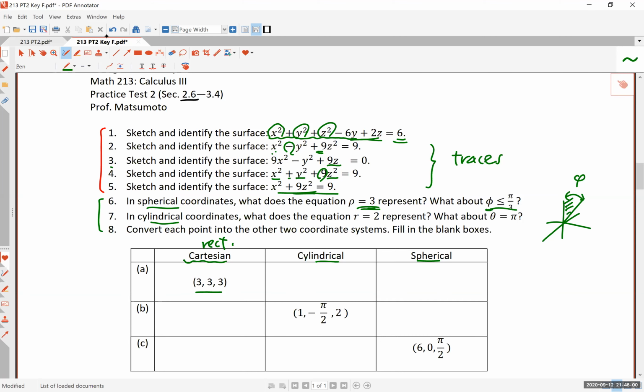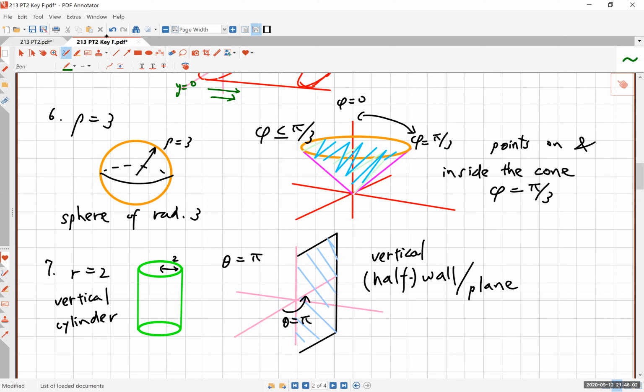And so the answers for number 6 are as follows. Rho equal to 3 is a sphere of radius 3. If phi has to be less than or equal to pi over 3, then you get this upward cone together with all the points inside. Okay, and of course, this goes infinitely long. That's the answer for the second part of number 6.